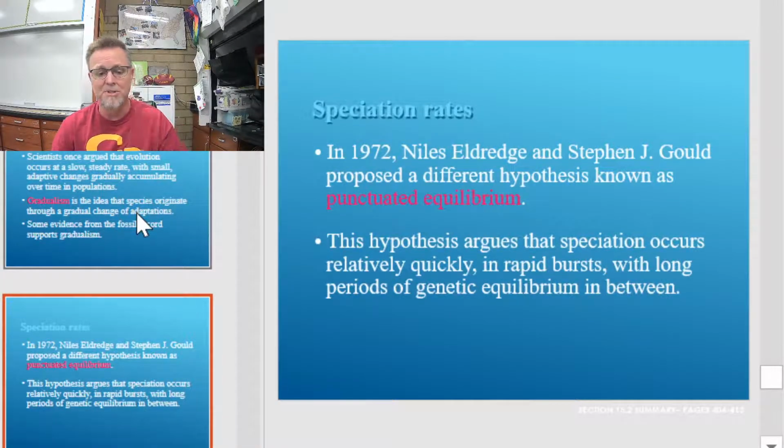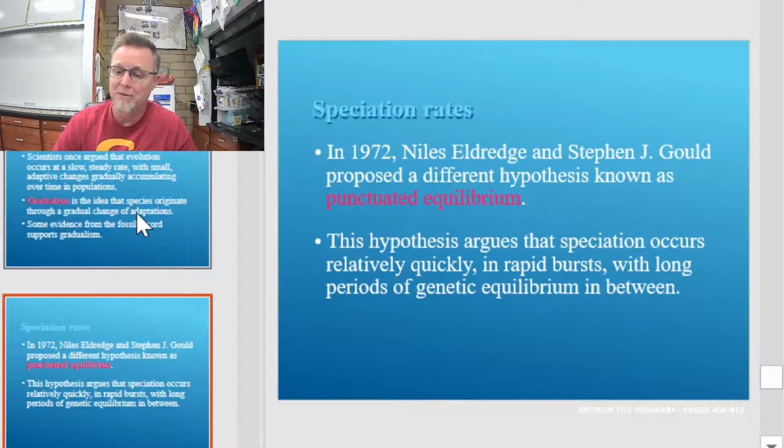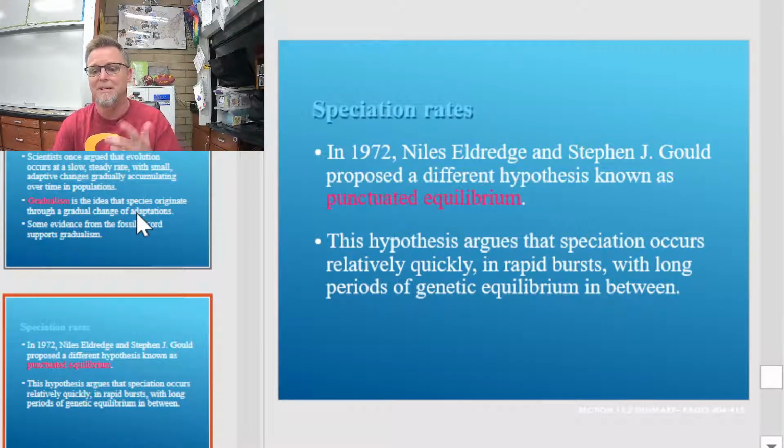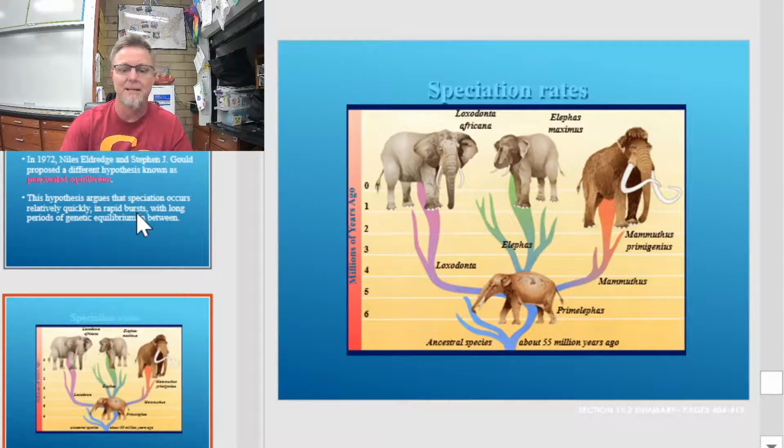But there's also some evidence of what we call punctuated equilibrium, which means that evolution can kind of happen in spurts. This was what was proposed in 1972 by Niles Eldredge and Stephen Jay Gould. This hypothesis argues that speciation occurs relatively quickly in rapid bursts with long periods of genetic equilibrium in between, right? And that is where we get all of the life that we see today.